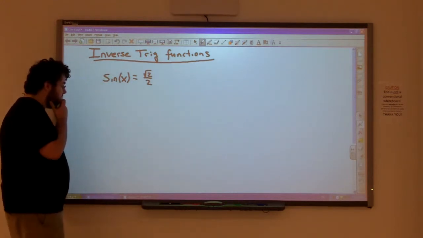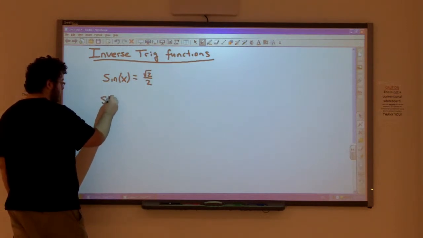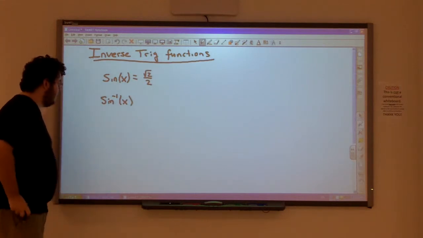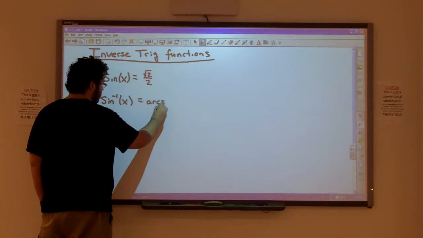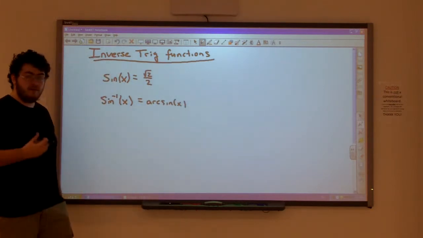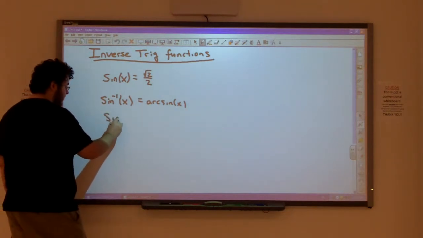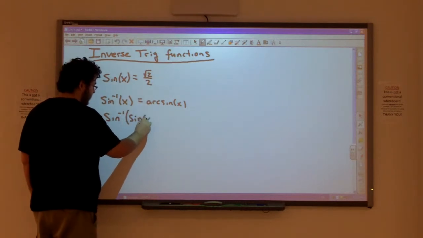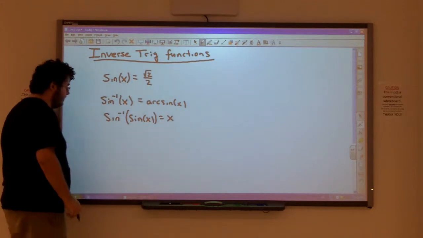And so we define these as sine inverse of x. We also write this as the arc sine of x. And they both mean the same thing. They're the inverse function of sine of x. So what does that mean? That means that sine inverse of sine of x is equal to x.